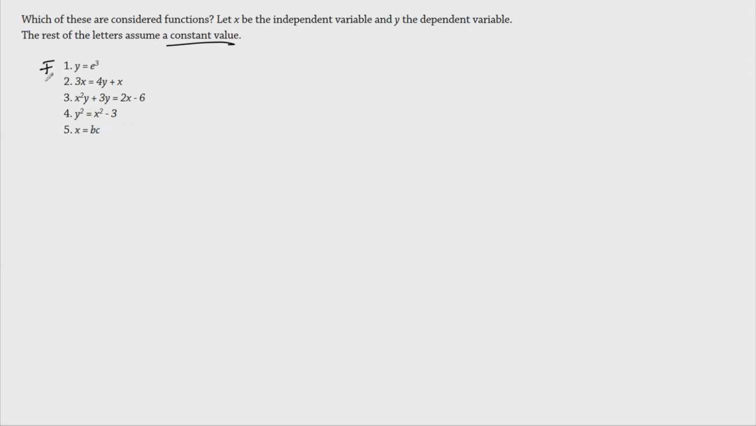So if your answer is this is a function, then you're correct, because 3x is equal to 4y plus x can be rewritten as 4y is equal to simply 2x. And this is a linear function. Okay, I hope you have no more questions, but if you wanted to review it, then you could just go back to the video.